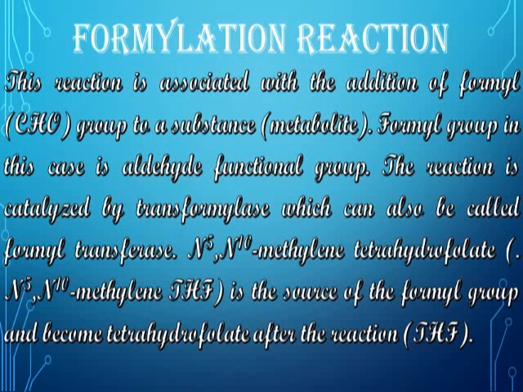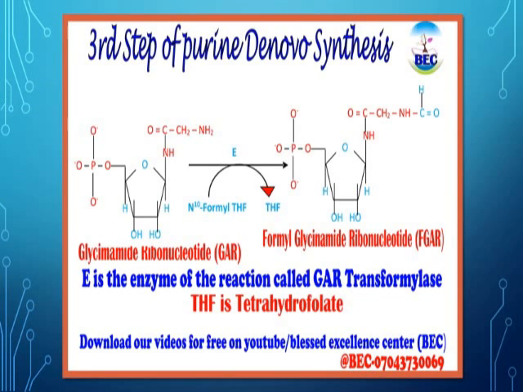N5,N10-methylene tetrahydrofolate is the source of the formyl group, and when it donates the formyl group, it becomes tetrahydrofolate after the reaction. Now look at the mechanism of the reaction here. But before talking of the mechanism, I want you to understand something: when you say addition of something, the stuff to be added must come from somewhere. So when you are adding a formyl group to a substance, the formyl group must come from somewhere. The source of the formyl group is what we call N5,N10-tetrahydrofolate, and when it donates the formyl group, it becomes tetrahydrofolate.